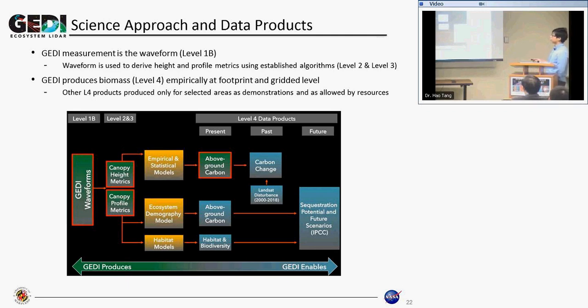The deliverables of GEDI include the level 4 product, which is the biomass, at both footprint level as well as grid level. The other L4 products, like the demonstrative products, including carbon change, land cover, disturbance events, and a bunch of other things, will only be produced over selected areas, not globally.